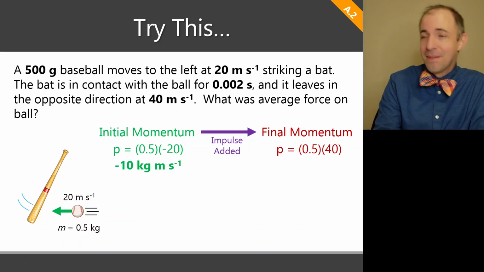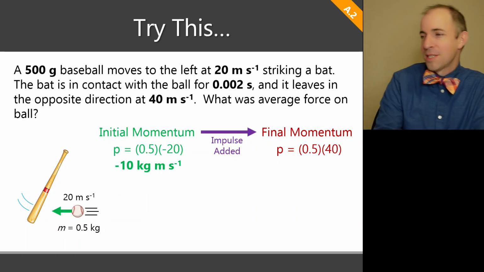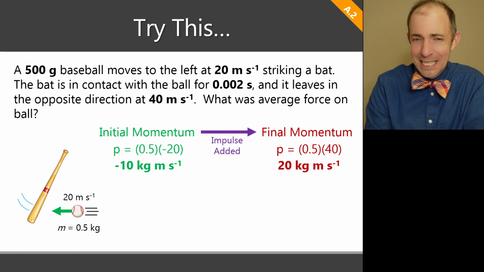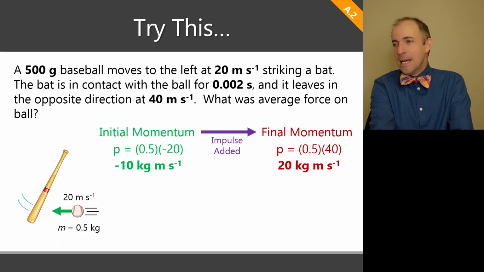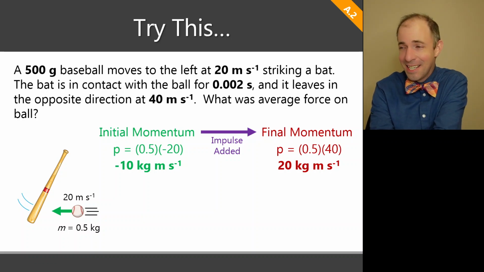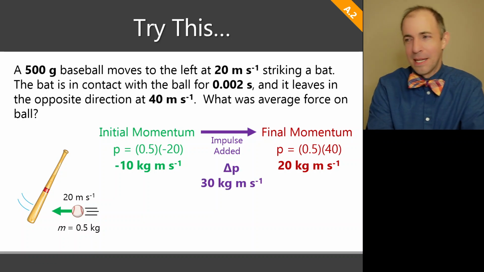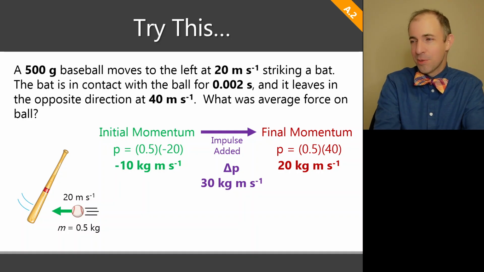My final momentum is then 0.5 times a positive 40 meters per second, which gives me 20 kilograms times meters per second. Now, there is a change here. The change in momentum isn't 10, it's actually negative 10 to 20, which is a change in momentum of 30 kilograms times meters per second.